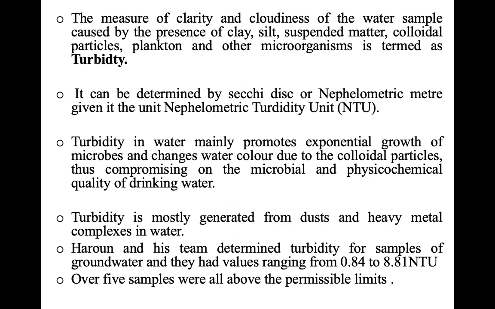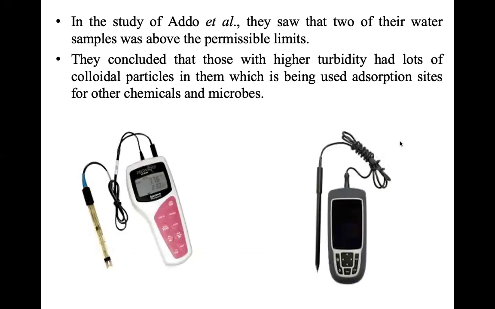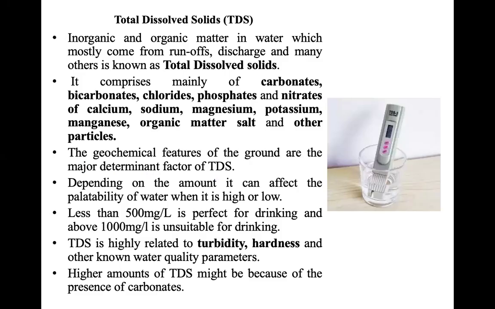Water with very low turbidity units means that it's fit for drinking. But water with turbidity units outside the values recommended by regulatory bodies such as the EPA means these water bodies are not fit for drinking. And these are some of the probes that can be used to determine the quality of water by way of turbidity.